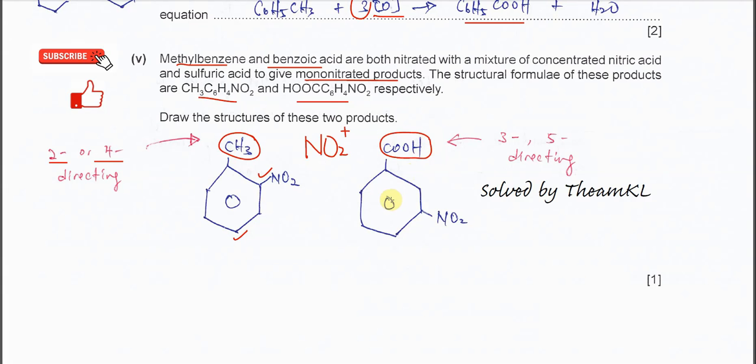Another one you need to know is this one. The benzoic acid, the COOH here is electron withdrawing. It will direct the nitronium to 3 or 5. So it will form these products. So you just draw these 2 products. Okay, that's the answer.